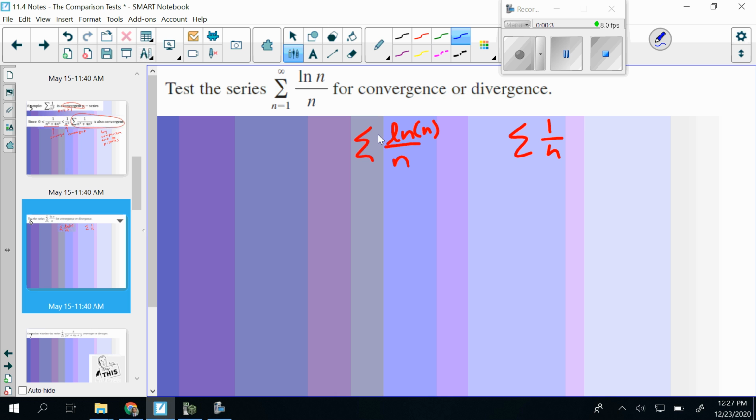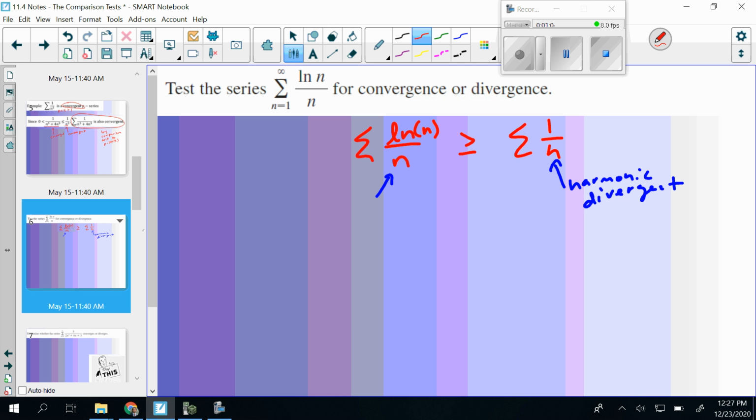This is the harmonic series, which we know is divergent, is a divergent series as we've seen before. So what we want to look at is if we can show that this series over here is bigger, then that one would also be divergent.